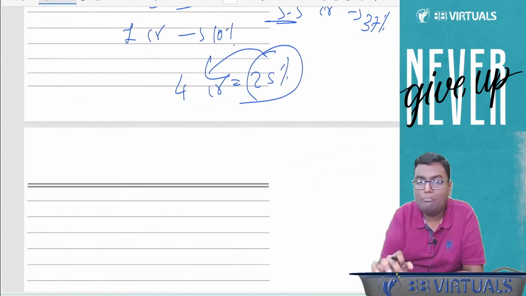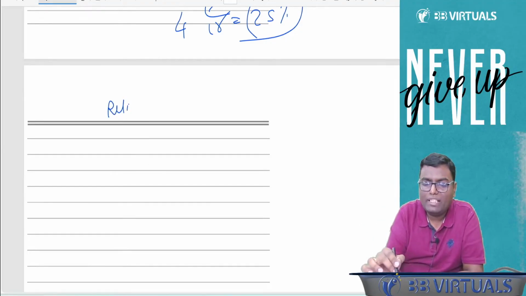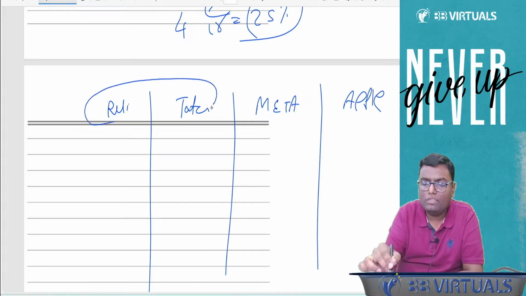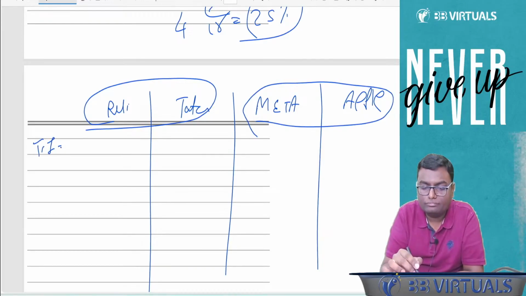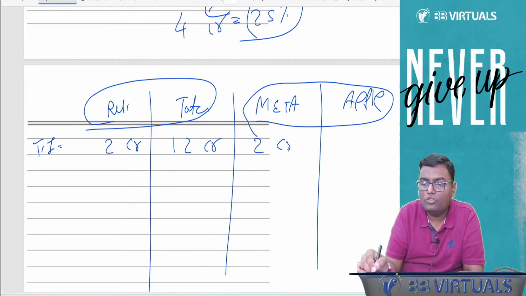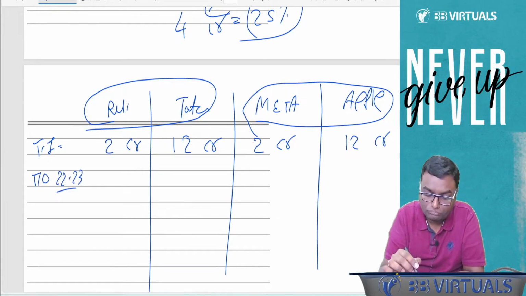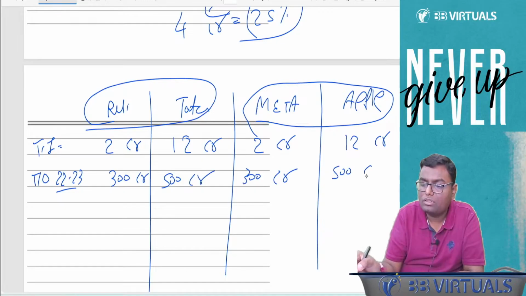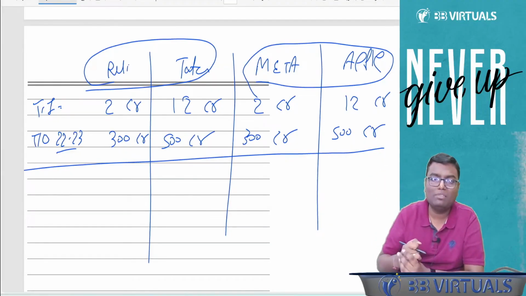Now let us take one example for a company to understand each and every tax rate. We are comparing four companies over here: Reliance Limited, Tata Limited, let's say Meta, and Apple. As per the name, you can identify these two are domestic companies in my example, and these two are foreign companies. Now let's say the total income is like this: 2 crore, 12 crore, 2 crore, 12 crore. And let's say the turnover of 2022-23 is like this: 300 crore, 500 crore, 300 crore, 500 crore. Compute the tax payable of these four companies. Giving you 2 minutes. Calculate the tax payable of these four companies.